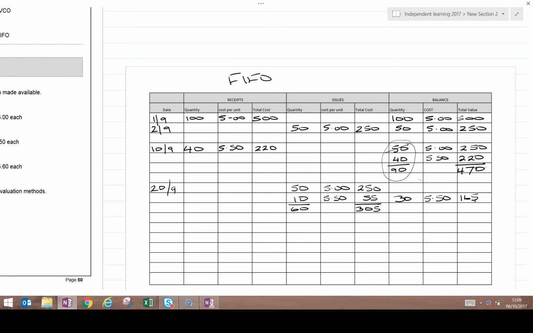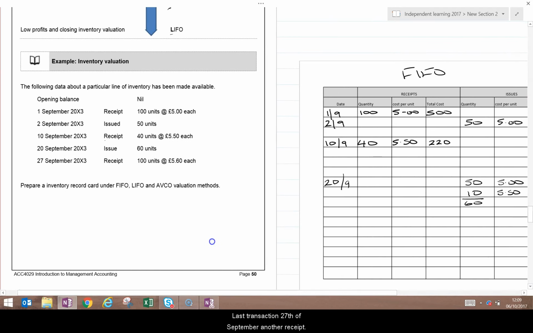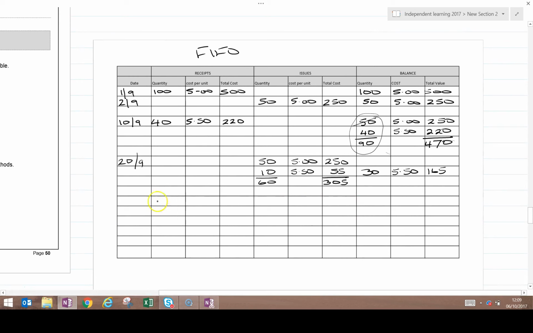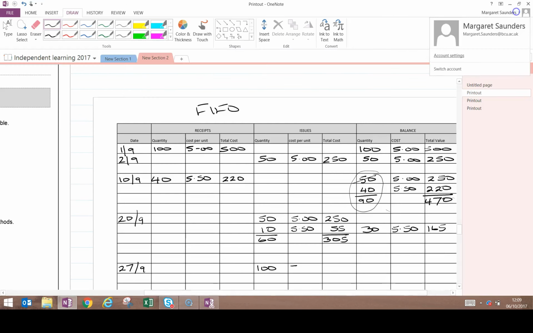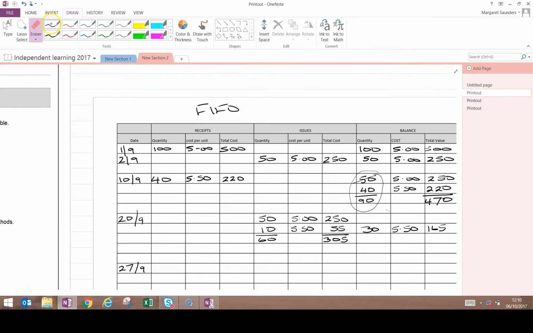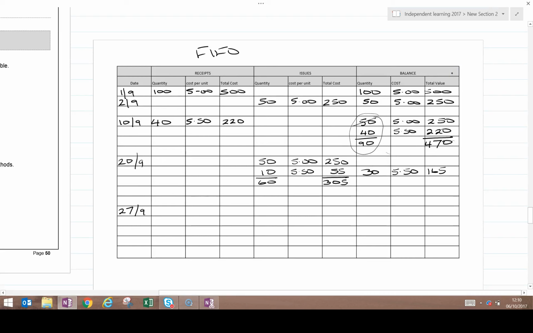And finally, the last transaction, 27th of September, another receipt, 100 units at £5.60. Sorry, not concentrating. Put it in the wrong column again. There we go. Rub that one out. Received 100 units, £5.60, £560.